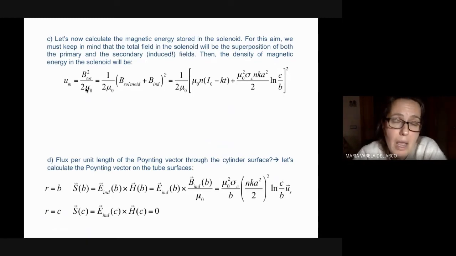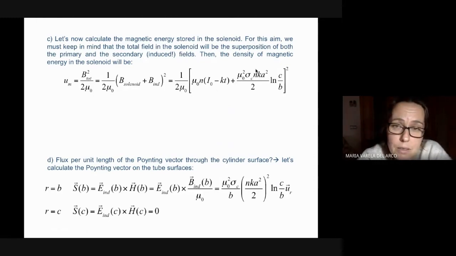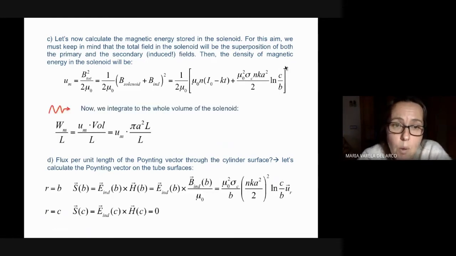There is pretty much emptiness here, okay? There is no magnetic material, so that's a good way to put it. B will be the superposition of the magnetic field of the solenoid, the primary one in the first place, plus the induced fields. These are both squared, okay? Now we integrate to get the whole energy in the whole volume of the solenoid, which will be the integral of the density times dV.